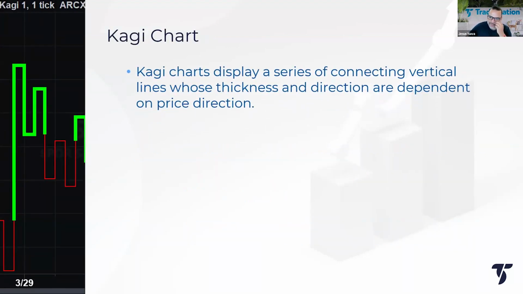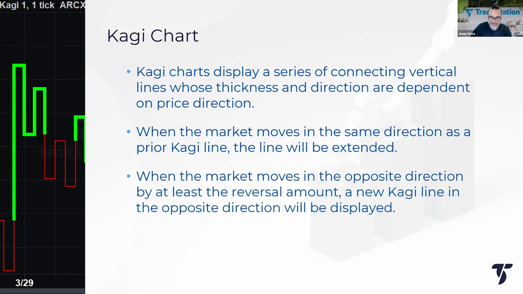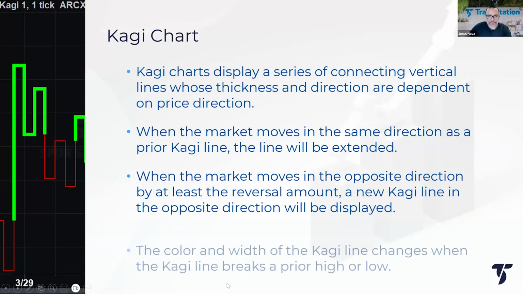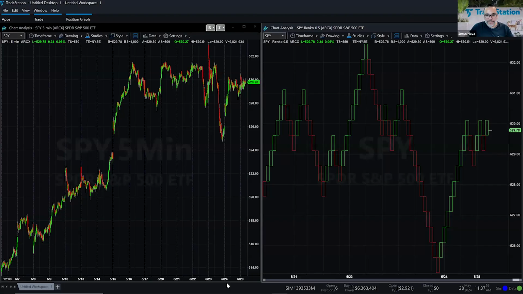Kagi displays a series of connecting vertical lines whose thickness and direction are dependent on price direction. When the market moves in the same direction as the prior Kagi line, the line will extend. When the market moves in the opposite direction by at least a reversal amount, a new Kagi line in the opposite direction will be displayed. I think, out of all the price-based charts, this is the one that is a little tricky to understand. So let's go ahead and take a look at the line on the chart. And I think once we have a visual, it'll be easier to understand.